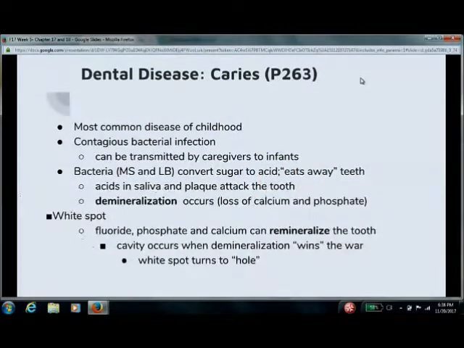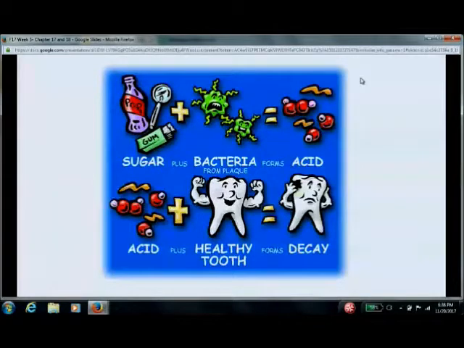So caries is the most common disease of childhood, and it is also one of the most common dental diseases. This is why we see most of our patients. Caries is another way of saying cavity. And how does this all work? Well, sugar plus the bacteria that's in plaque forms acid. Acid plus a healthy tooth is what causes decay.